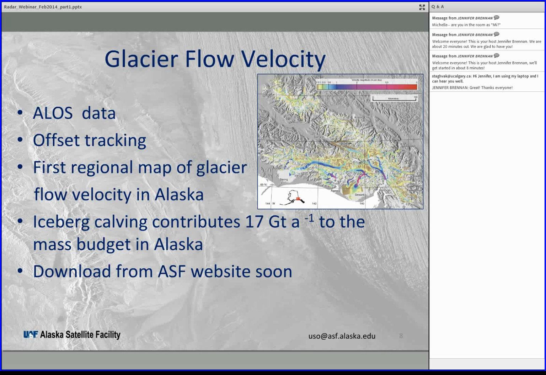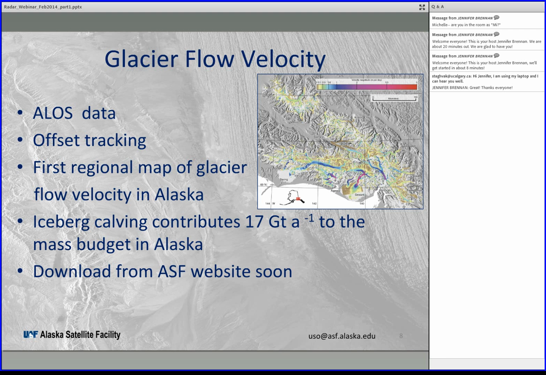This paper expands on previous work and targets areas likely to have large mass losses due to ice dynamics in Alaska. Using ALOS radar data collected between 2007 and 2010, an offset tracking technique was employed to produce mosaic surface velocity maps for over 28,000 square kilometers of glacier area in Alaska. This is the first such regional map for Alaska.